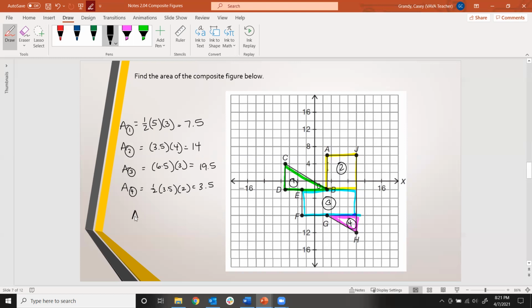So the total area is going to be the sum of these 4 areas. So I'm going to add 7.5, 14, 19.5, and 3.5. I get 44.5.